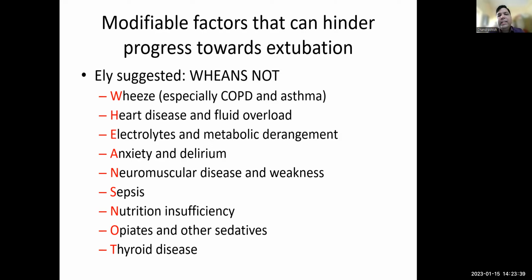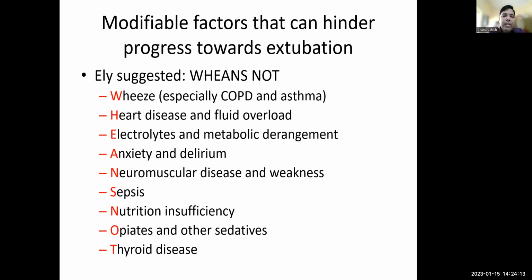The wheeze has significantly decreased in a COPD or asthma patient from the point they got onto a ventilator, if at all. The heart disease has been taken care of, the offloading of fluid has happened, the electrolytes have been corrected, there are no major metabolic derangements. Delirium, I've already talked about, is taken care of. Neuromuscular disease and weakness should have improved. The sepsis should be under control, or there should not be an indication of a new brewing sepsis or nosocomial sepsis.